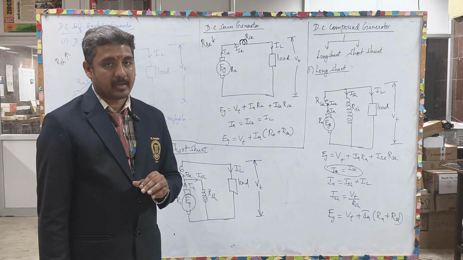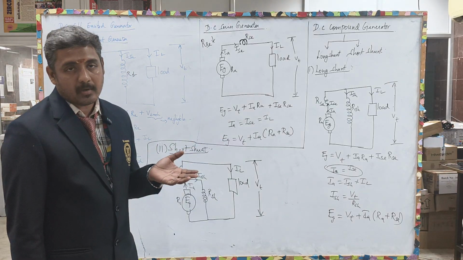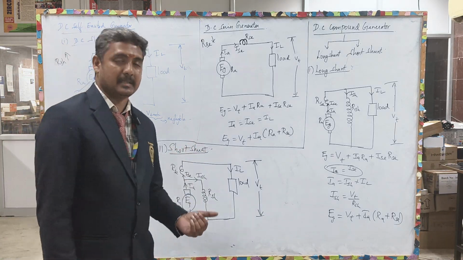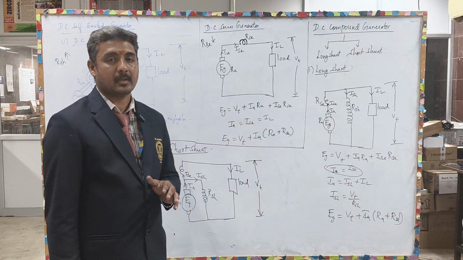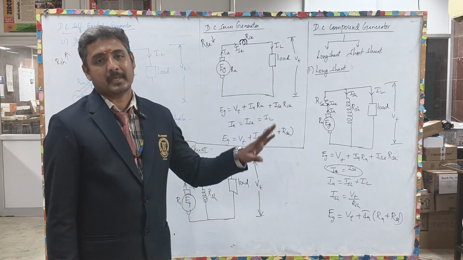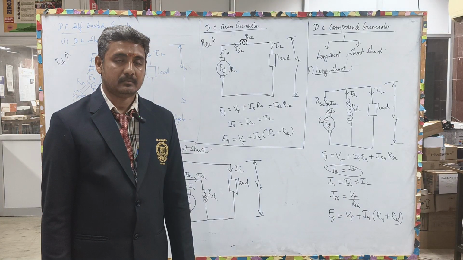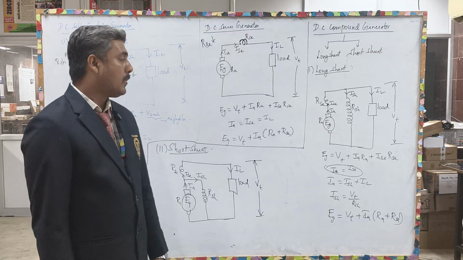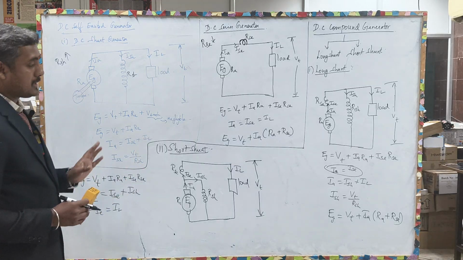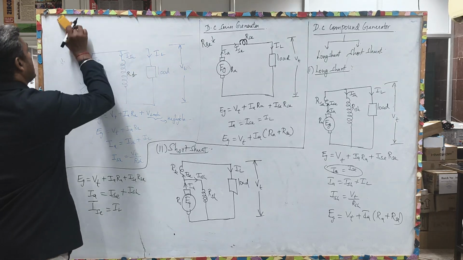Okay. Here, in the cumulative compounded, the field flux increases; in the differential compounded, the field flux decreases. That is all about the basic idea of the DC generator. Okay. This is all about the DC generators. Now, we will discuss the DC motors.